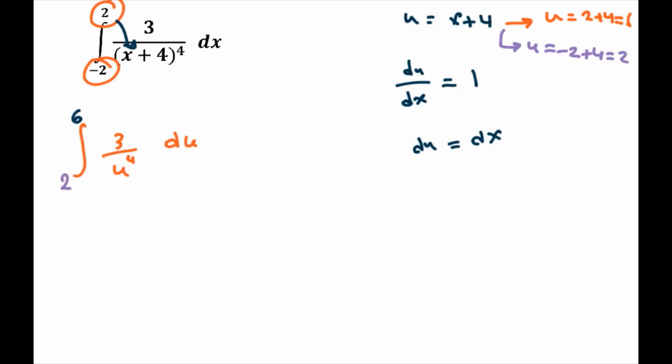So now I have the integration from 2 to 6 instead of negative 2 to 2, because we changed it into u. Now I need to find the integration here. I'm going to take 3 out.